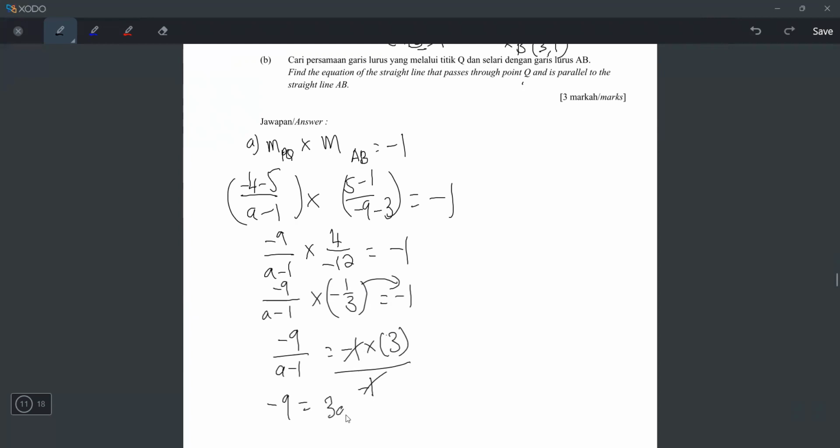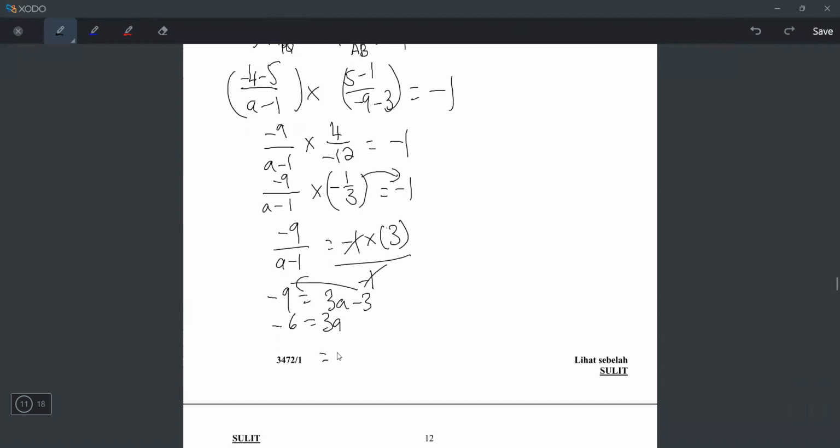So 3 times a is 3a, 3 times -1 is -3. So 3a equals -9 plus 3, which is -6. So a is -2. Okay, you can use your calculator to help you. Let me just check with the scheme of answers. Okay, correct. All right, let's go to B.